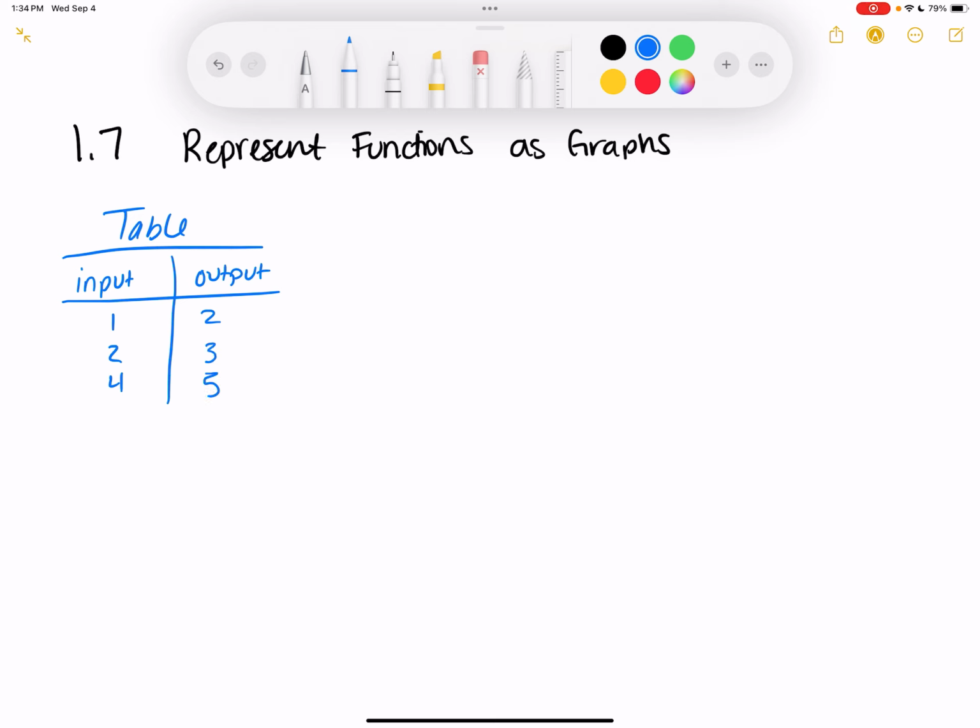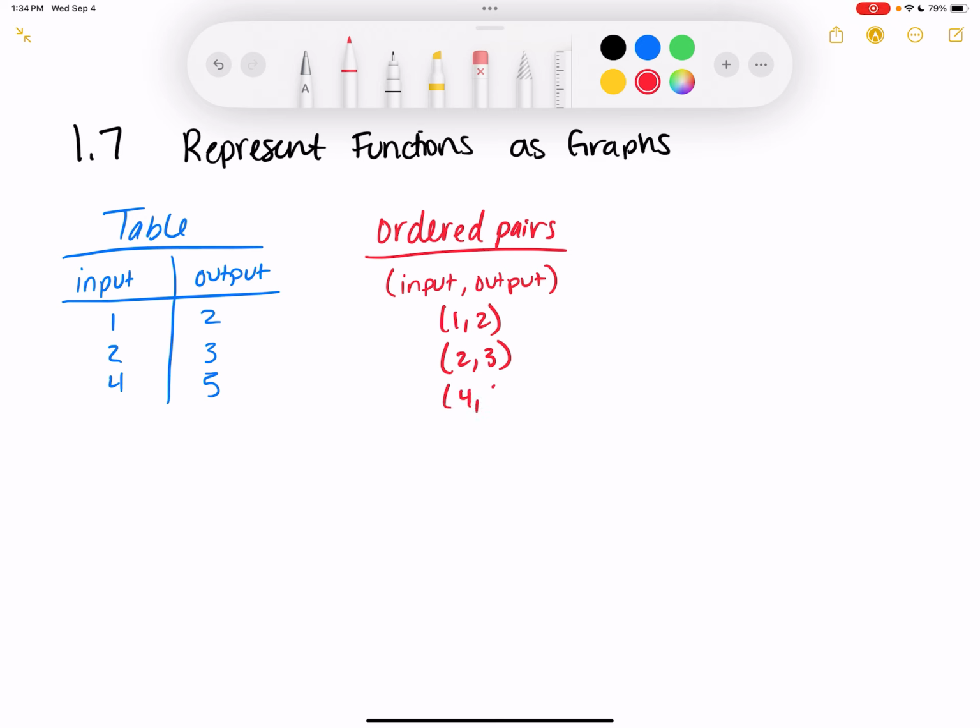Then from that, we can make ordered pairs that I can graph. So input values, remember, are x values, output are y values. So I can make these ordered pairs, and that is from input being the x, output being the y. So I have the point 1, 2, the point 2, 3, and the point 4, 5.